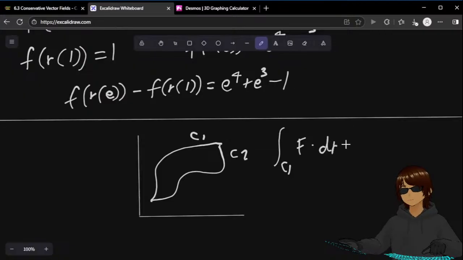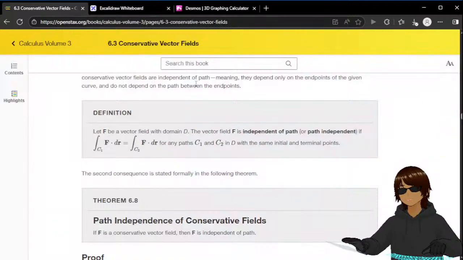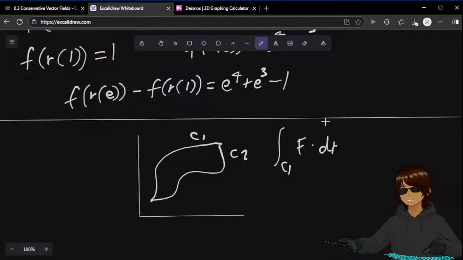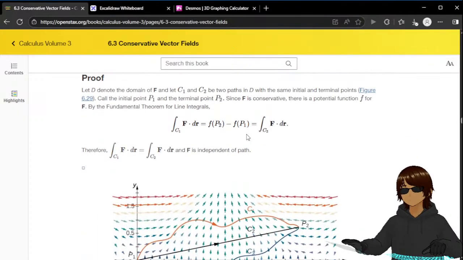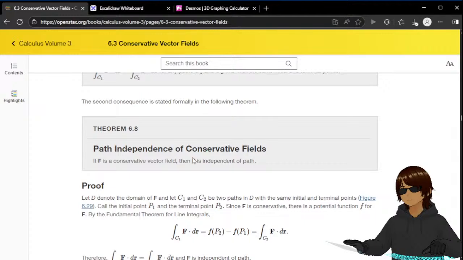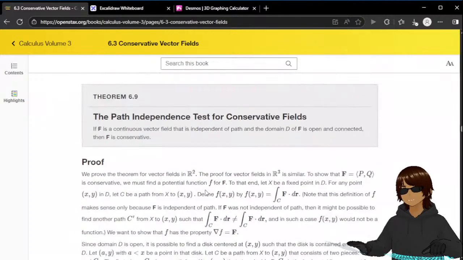Therefore, we use this. So F is some vector field which may not have a potential function. If these integrals are equal for any curves with the same initial point and terminal point, then we say F is independent of path. If capital F is a conservative vector field, then F is independent of path. Okay, that makes sense.